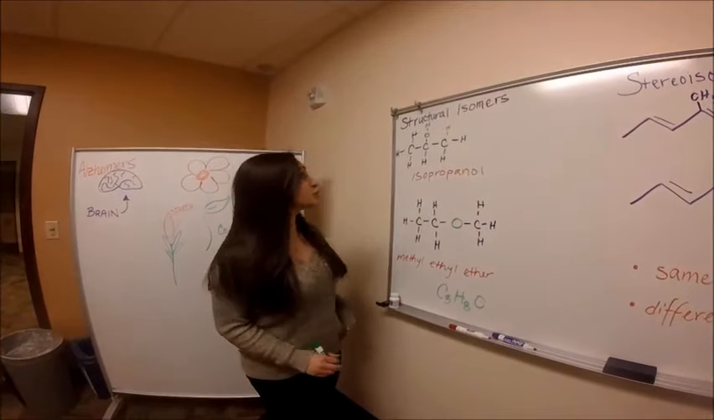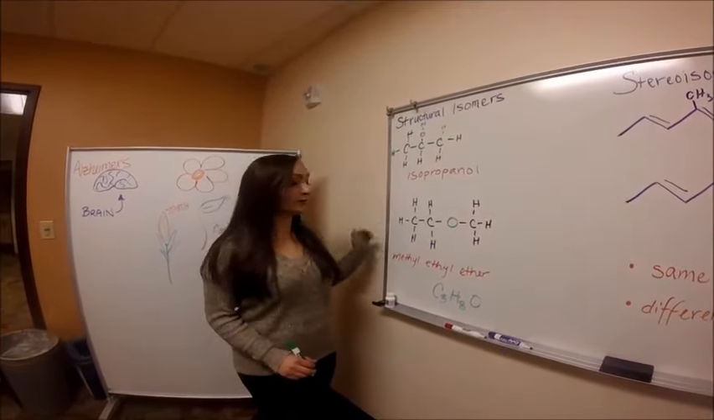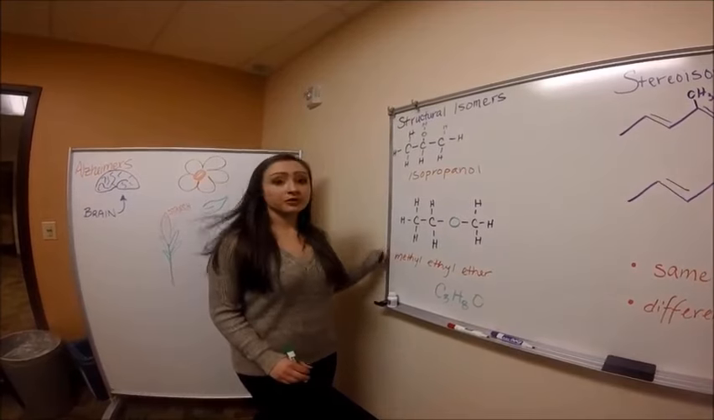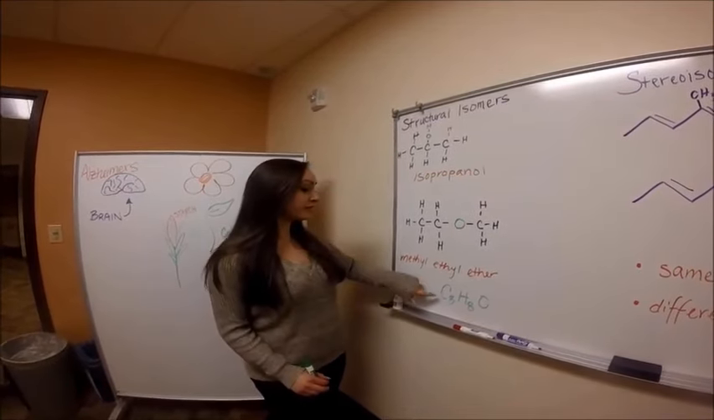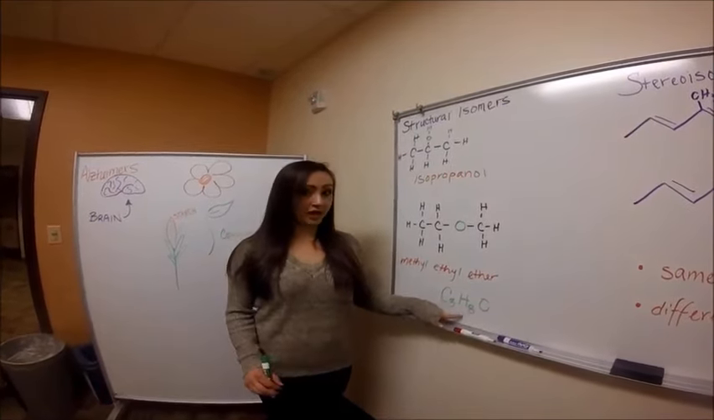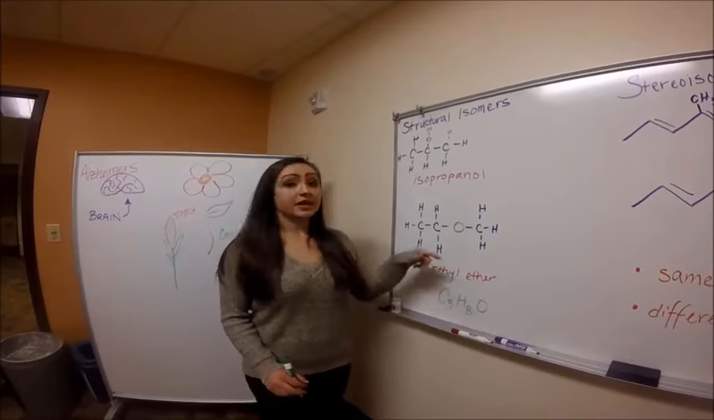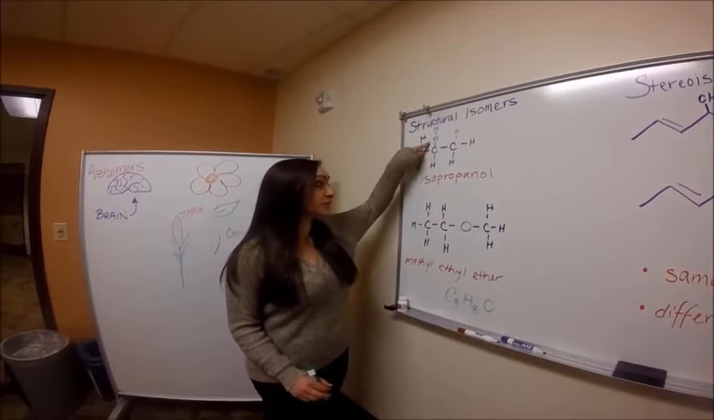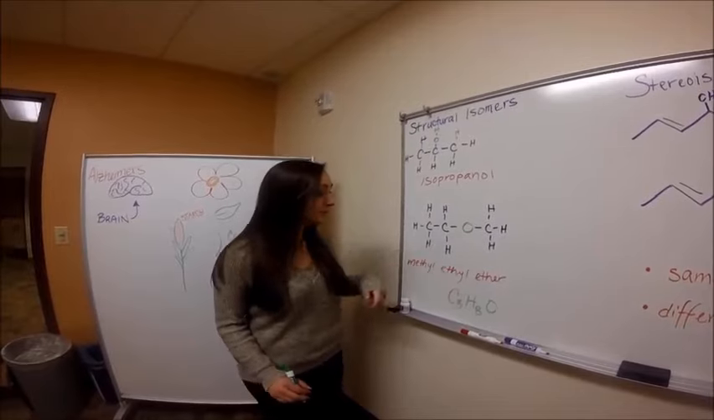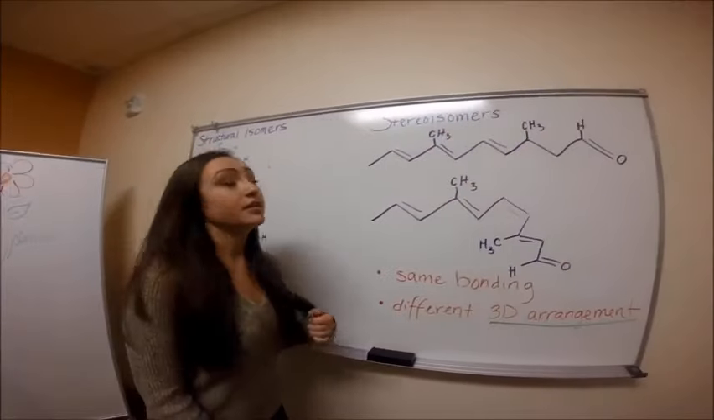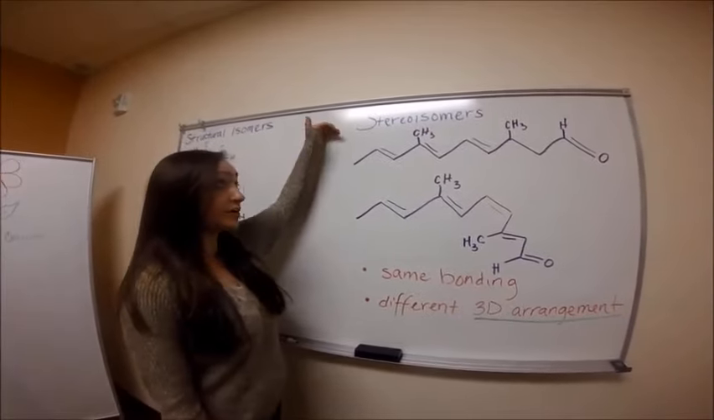An example of such structural isomers are isopropanol and methyl ethyl ether. Both of these compounds have a chemical formula that has 3 carbons, 8 hydrogens, and 1 oxygen. But as you can see, the oxygen is bound in different places in these structures. Another type of isomer are stereoisomers.